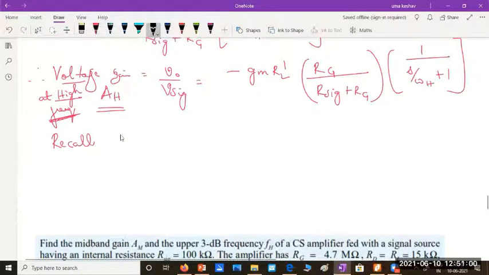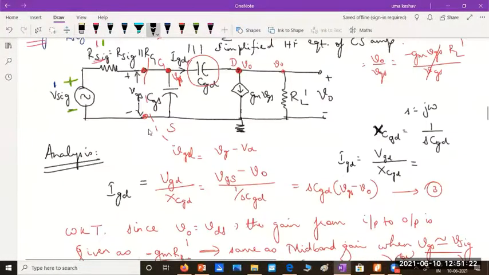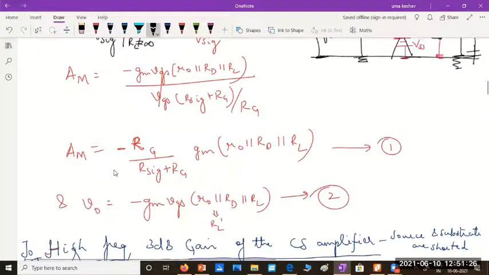Recall AM, the mid-band gain. What I'm going to do is express the high frequency voltage gain in terms of the mid-band voltage gain. Recall that the mid-band voltage gain AM was defined. If you don't remember, you can go back and see. We defined AM in the beginning. See, what was the expression for AM?